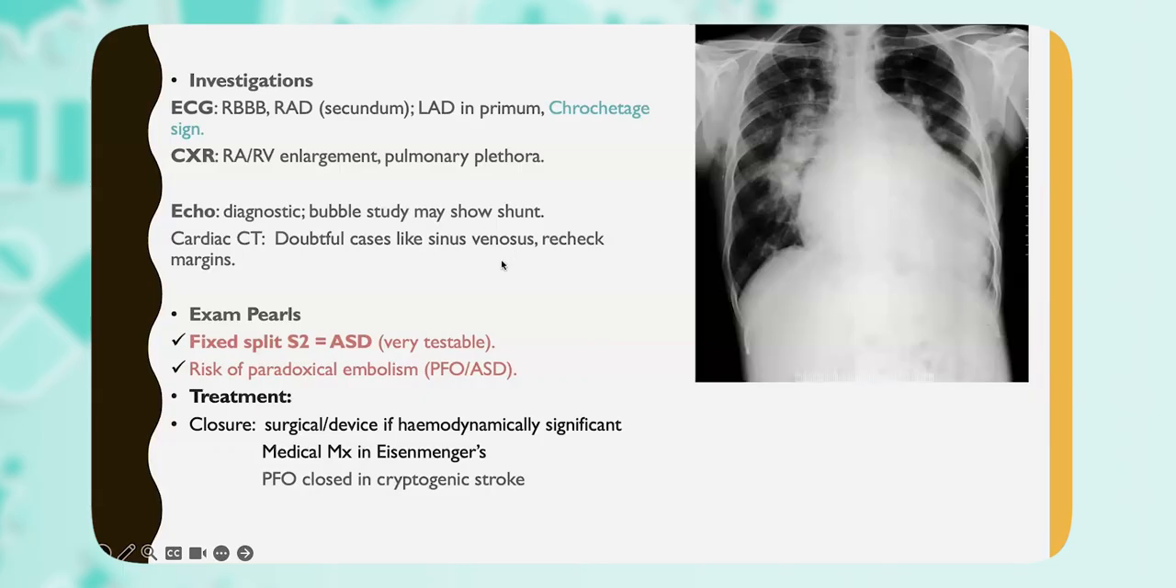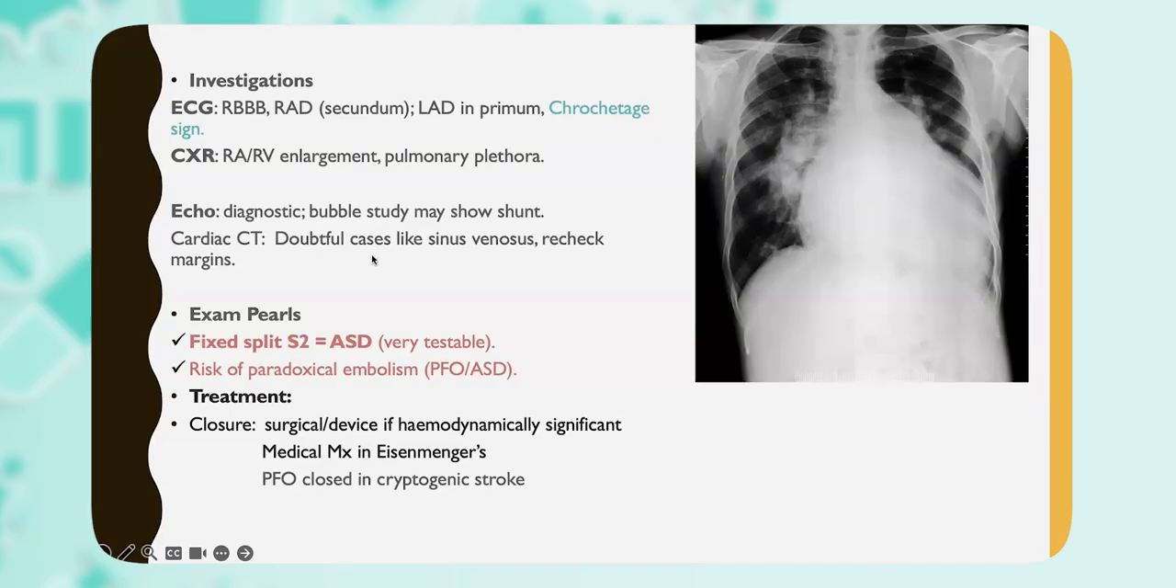Echo is diagnostic, but bubble study may show shunt. Bubble study we do when we cannot directly see an ASD, but we are suspecting an ASD might be there or a PFO might be there. In that case, we do a bubble study. We send the bubbles in through the venous side, that is through any of the systemic veins, through your brachial veins or radial veins. We do an IV cannula, send in some bubbles, and we have to wait. If the bubbles show in the left side of the heart within 3 cardiac cycles, then bubble study is positive. So an ASD or a PFO is present.